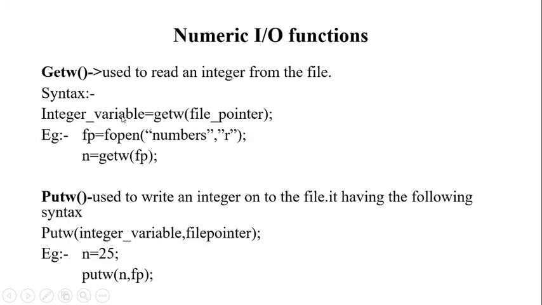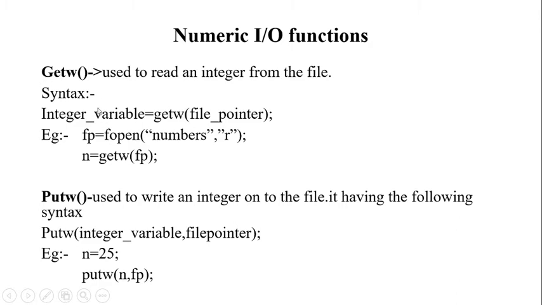So first of all, we can study numeric IO functions. Numeric IO functions are getw and putw. Both of these are numeric IO functions. Numeric in the sense we can read or write integer numbers, numeric values, from or to the file. If we want to write numeric values or read numeric values from a file, then we can use these two functions, getw and putw. So getw is used to read an integer from the file.